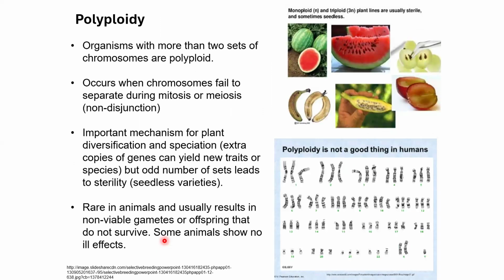So now polyploidy, what happens is that, as we were talking about, it's typically more than 2 sets of chromosomes where the chromosomes just fail to separate during non-disjunction. It's not really the best thing in humans, but it can play important roles in plant diversification and speciation, since extra copies of the genes can yield new traits and species, but the odd number leads to sterility. So like seedless varieties of certain plants. It's rare in animals, but it results in non-viable gametes or offspring that do not survive. Some animals show no ill effects, but primarily in humans, it's usually non-viable.